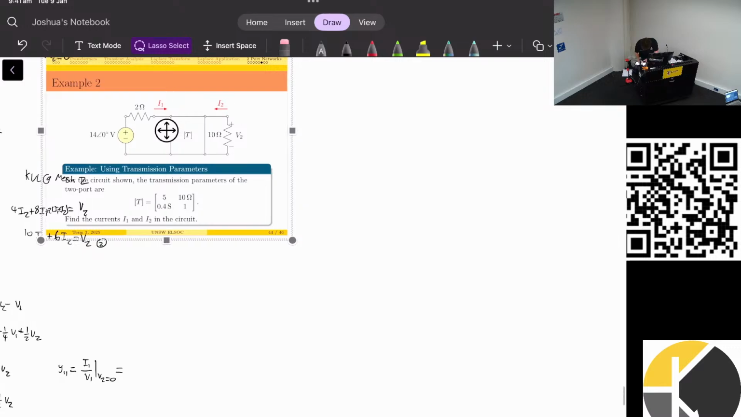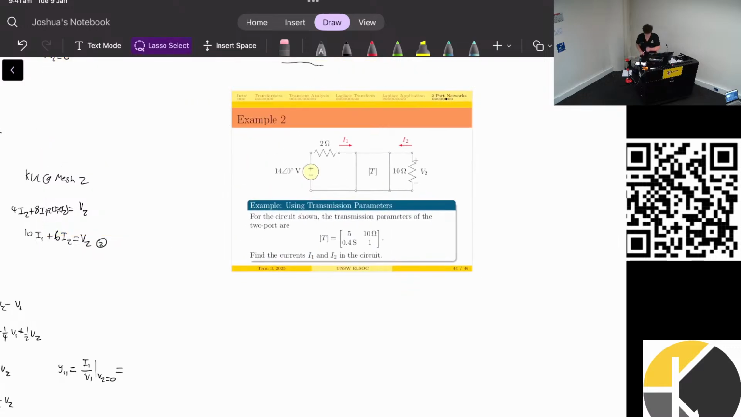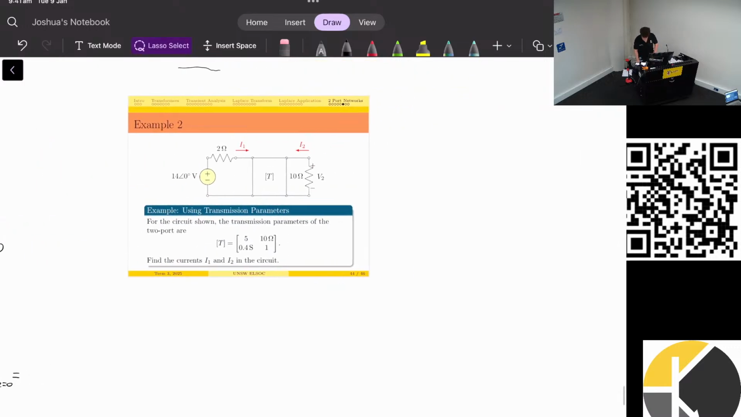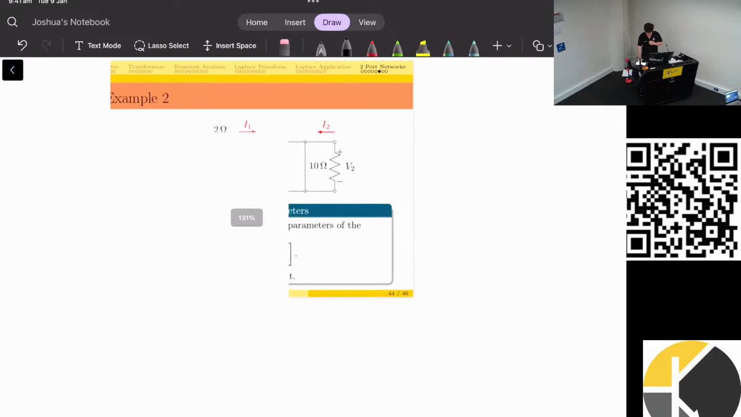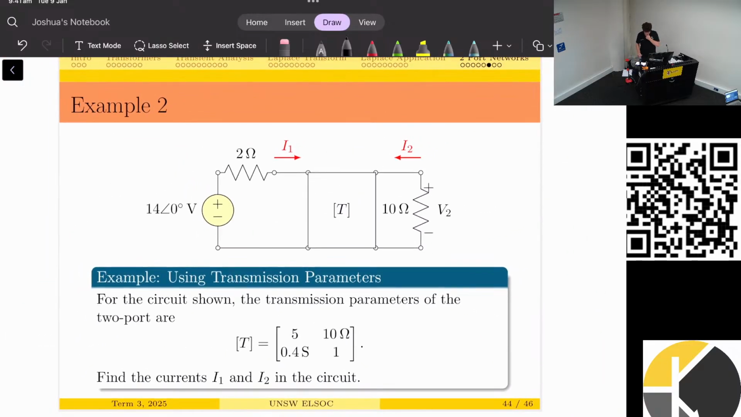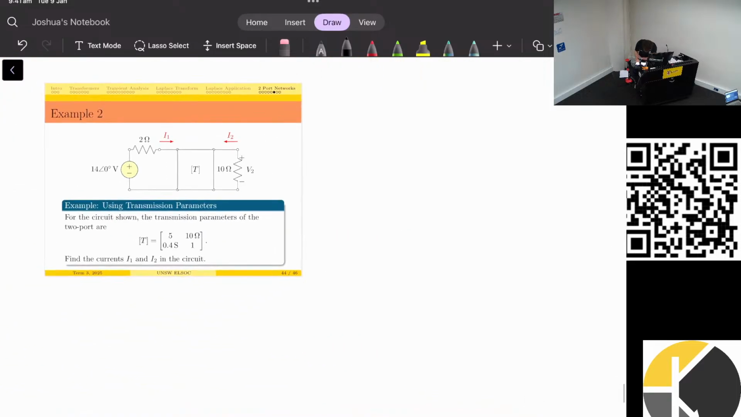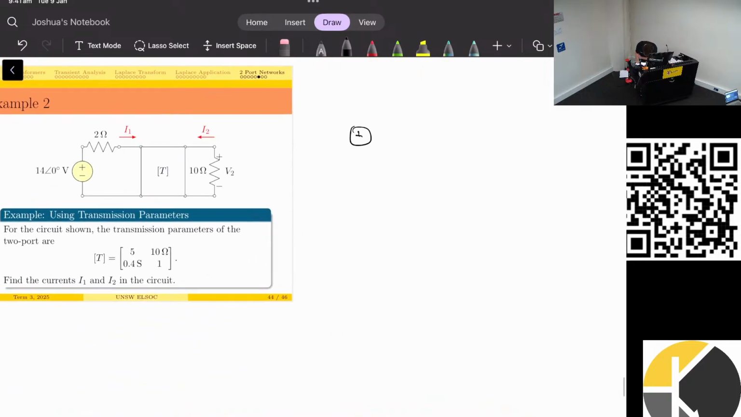All right. Now this question's a bit more interesting, because we're actually doing something here. Here we go. They've given us a circuit. They've given us t parameters, and they've asked us to find I1 and I2. So I think the first thing I'm going to do is write down the circuit.